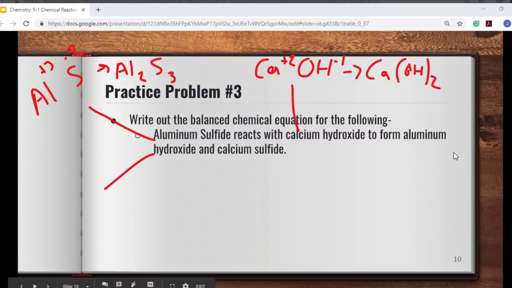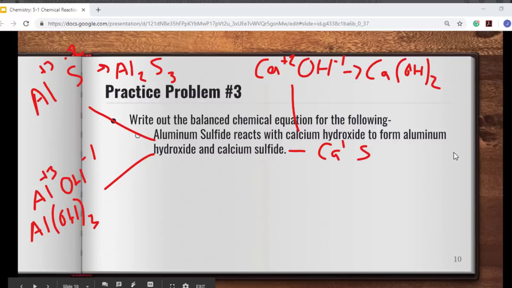Aluminum hydroxide, Al, OH, 3 and 1. So this is going to be Al(OH)3. Calcium sulfide, Ca and S, plus 2 minus 2. So that's just CaS. Okay? So we did our 4 nomenclatures.